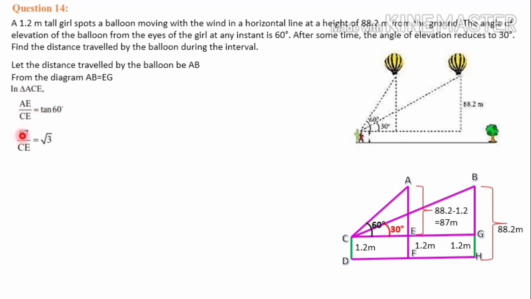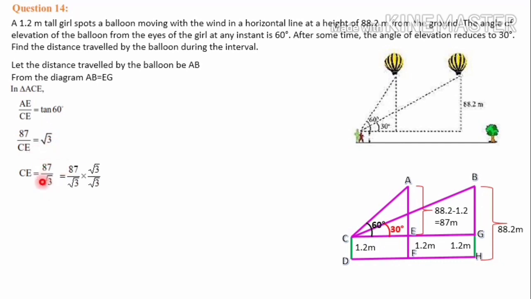AE we have, it is 87 meters, by CE which is unknown for us, is equal to the tan 60 value, which is root 3. Let's interchange this CE and root 3. Then CE will come to root 3's position and root 3 will go to CE's position. So CE is equal to 87 by root 3.